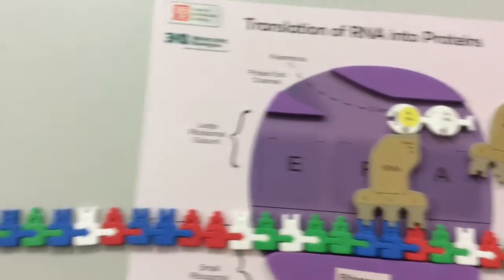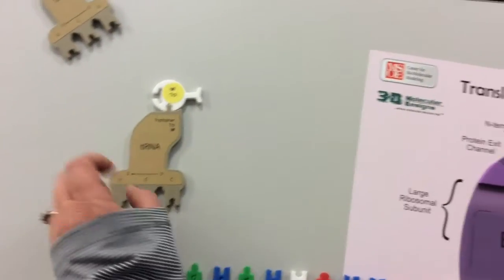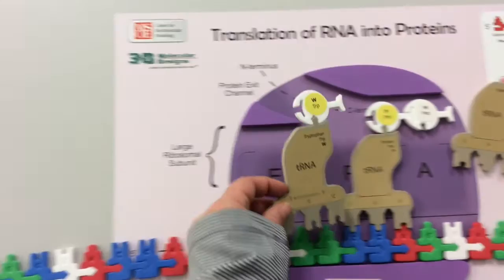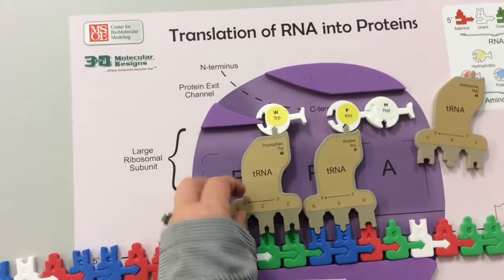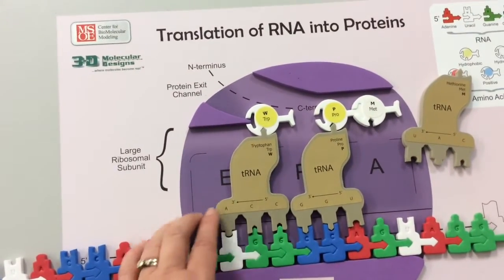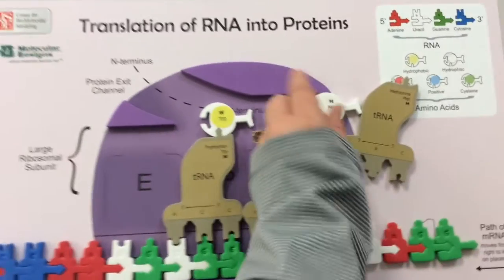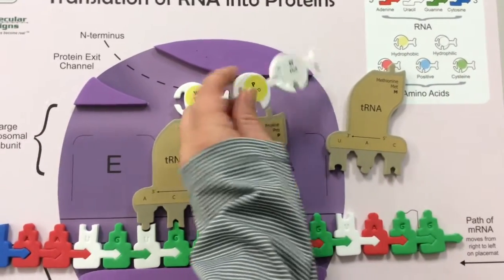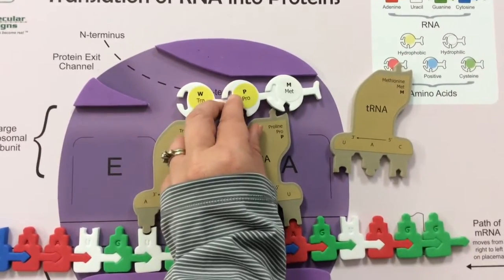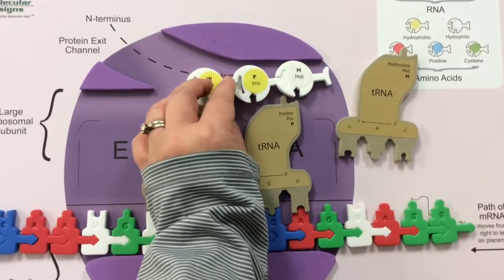So next is GGU. So I'm going to look for the one that fits right there. And there's only one that's going to fit. And it's carrying a certain amino acid. And then again, we're going to see these amino acids join together as the process continues.